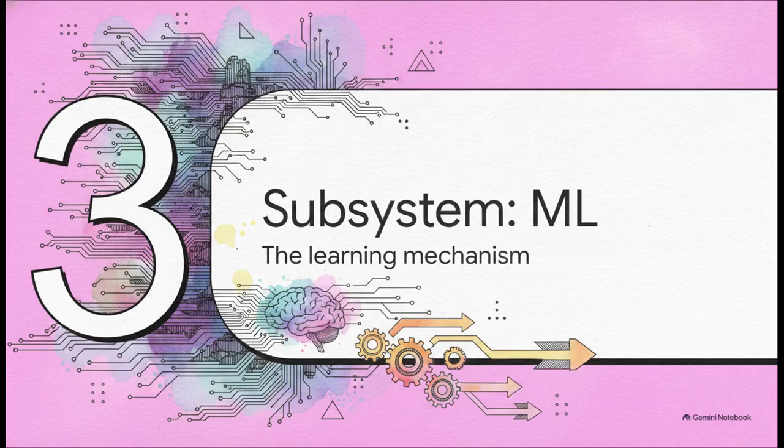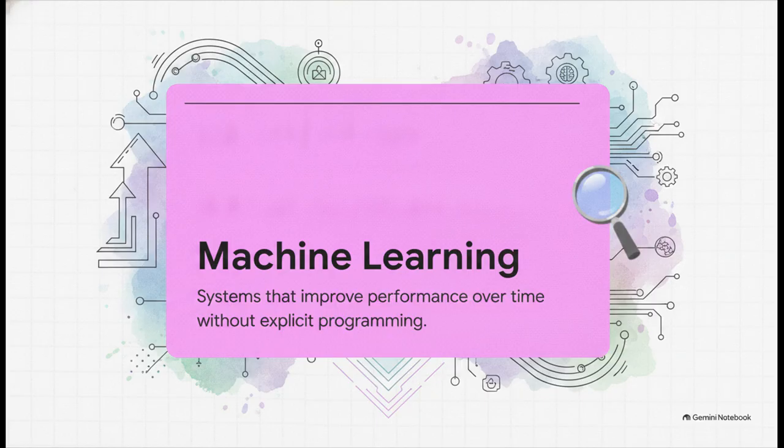Section 3. The subsystem. Machine learning. Drilling down one level, that brings us to machine learning. Machine learning is a highly distinct subset of AI. It's officially defined as systems that improve their performance over time without being explicitly programmed for every single scenario. And I gotta say, this right here is where the entire computing paradigm completely shifts.